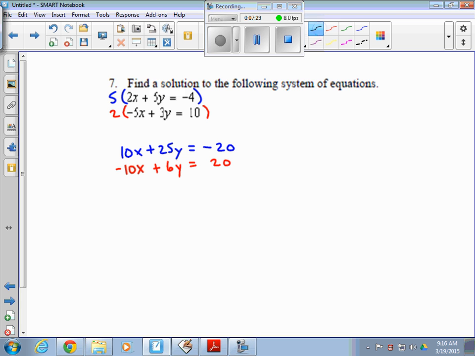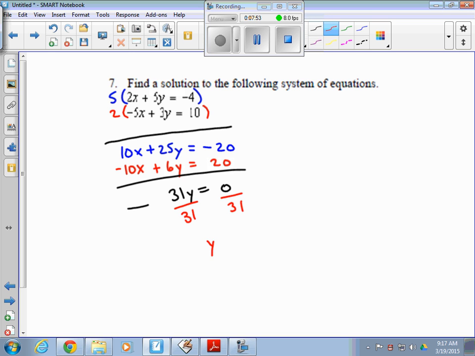Now draw yourself a line here so you don't look at the equations above, and combine these two. 10x and negative 10x is no more x's. 25y and 6y is 31y. And negative 20 and positive 20 is 0. So now we can solve for y. Divide by 31 on both sides. 0 divided by anything is 0. Now you have a value for y.